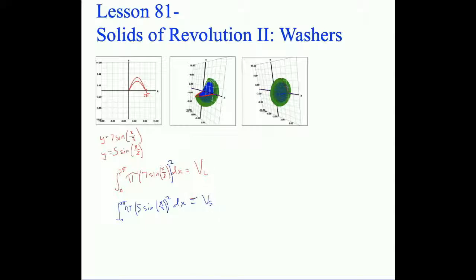So what would the volume be if we just wanted the volume of this shape in here that would have been revolved around the x-axis? Well, the volume that we want, we'll just put that in black, the total volume would be the larger volume minus the smaller volume. And that's how we would do that.